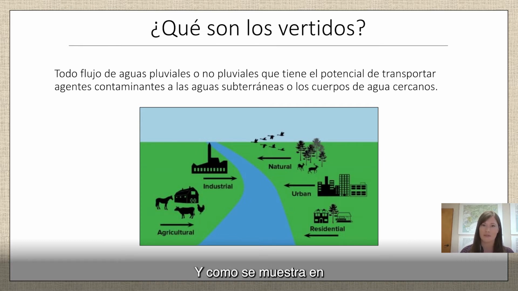And as is shown in this image here, there are many different land use types that discharge into a watershed, and this includes municipal sources, which would cover our residential and urban land uses, treated wastewater, industrial and construction activities, agricultural sources, and naturally existing sources. And each of these various discharge categories have the potential to impact water quality.